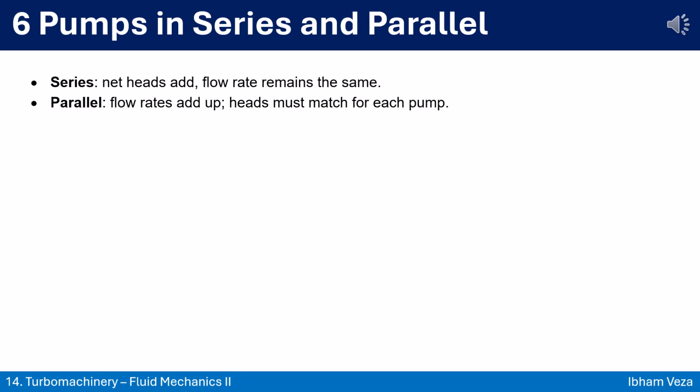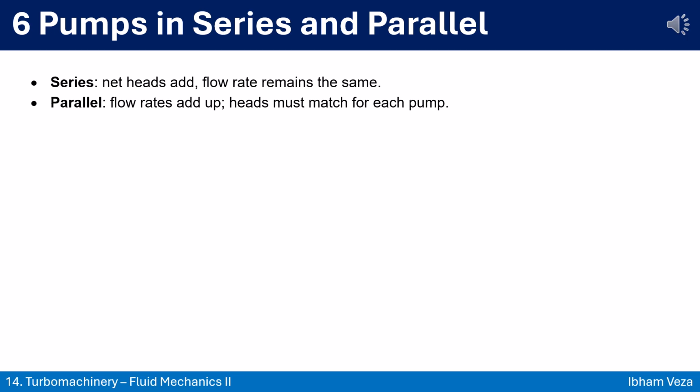In a series configuration, two or more pumps are placed one after the other in the flow path. The key result is that their heads, meaning the pressure gains, are additive. However, the flow rate remains the same throughout. This setup is ideal when you need to lift fluid over a tall elevation or push it through a system with high resistance.